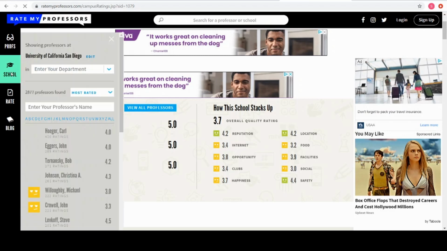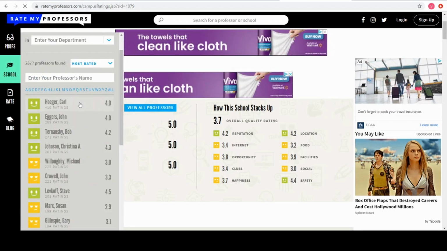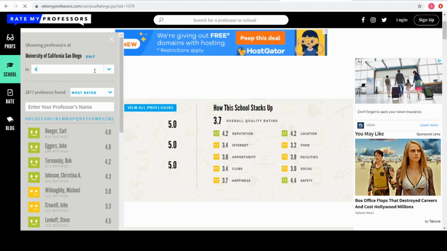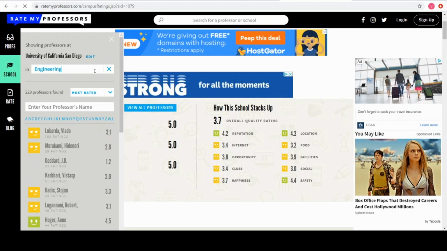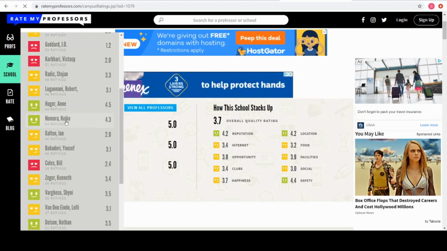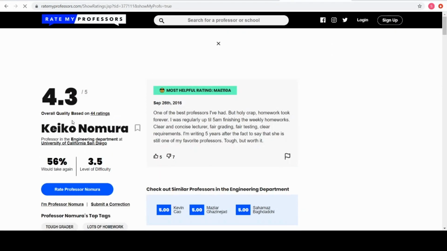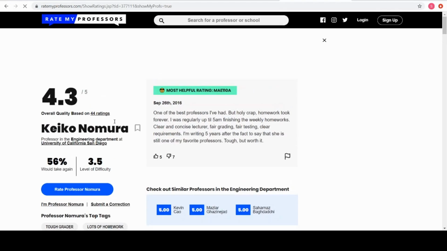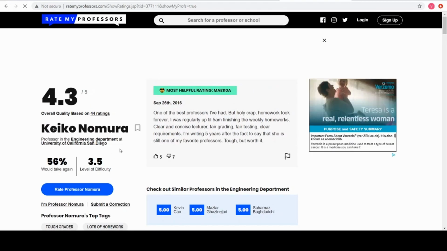And if you go and click on this tab called School, you can look at the other professors listed that work at this university, and you can search for the department you want to be looking in. So of course we're going to be doing engineering, and here you can see the professors for engineering. We can look at this one. Let's see, this person has a 4.3 out of 5. Okay, 56% said they would take it again. A difficulty level of 3.5, which makes sense. It is an engineering professor. Engineering is just hard to begin with.